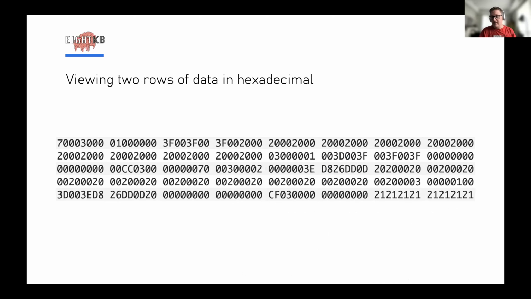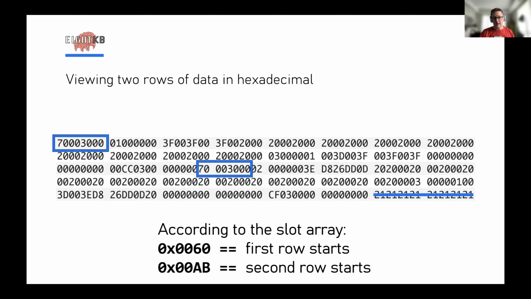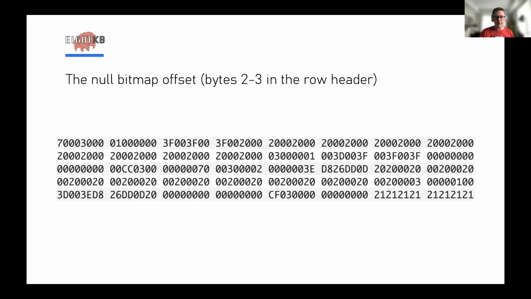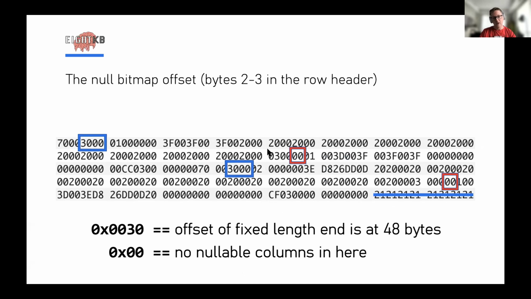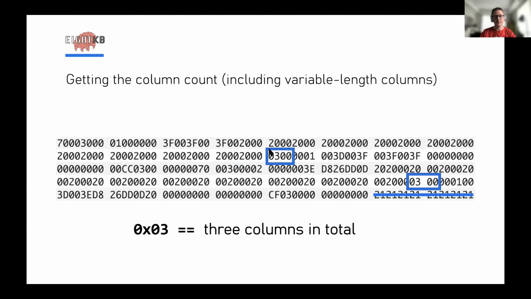So we looked a little bit of this in the practical walkthrough. That is the row header. And this is due to the fact that the slot array at the end of the page said that 60 is the first position and AB is the second position. And that's what's demonstrated on this image here. Then if we look for the null bitmap offset, we know that the column is going to be, oh, I missed a 0 here. No, this is right. This is the null bitmap offset. So it's pointing to here, but I'm excluding the 0300 because that's the column count, and I'm just pointing directly to the null bitmap. So there's no nullable columns in here. So that's what's happening there.